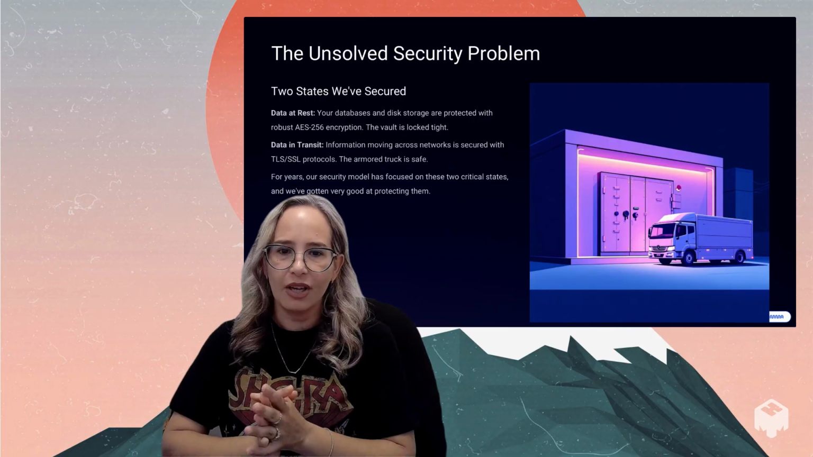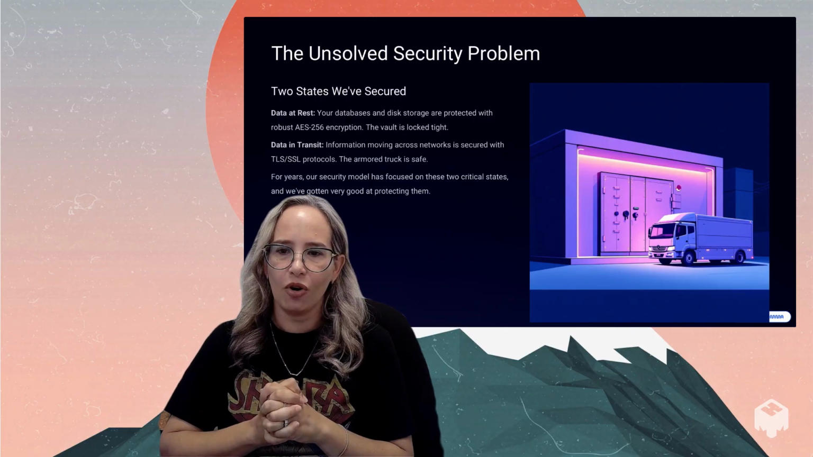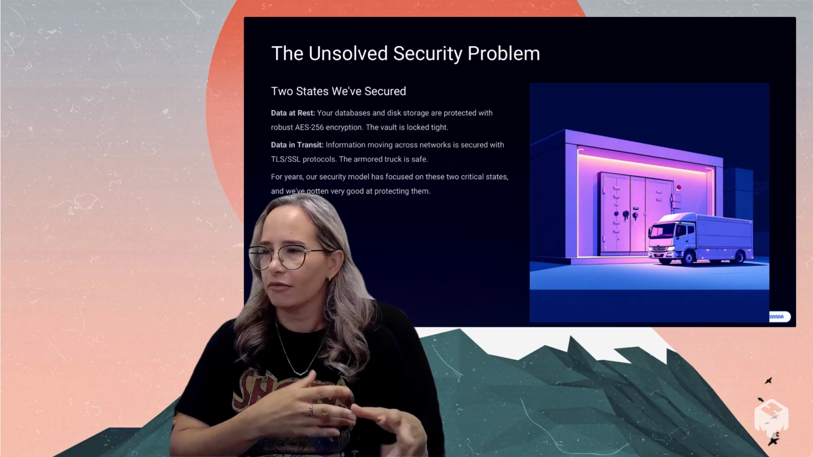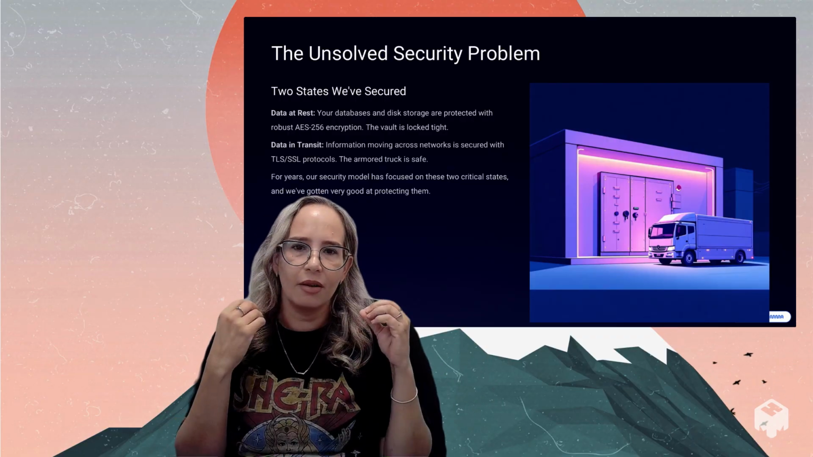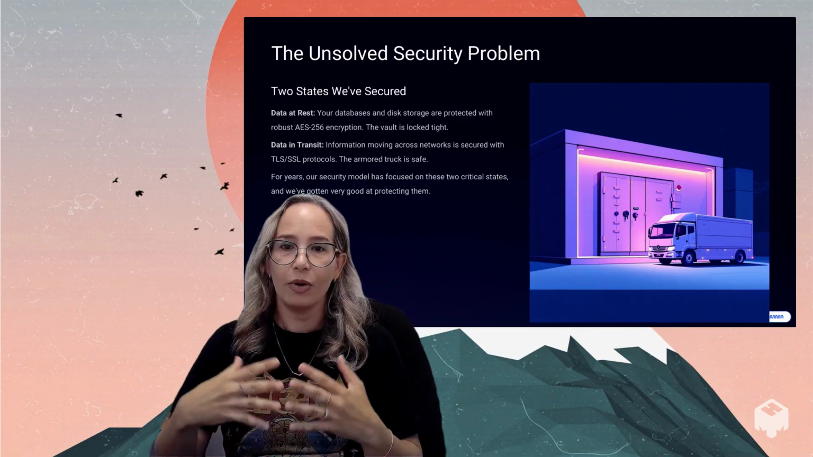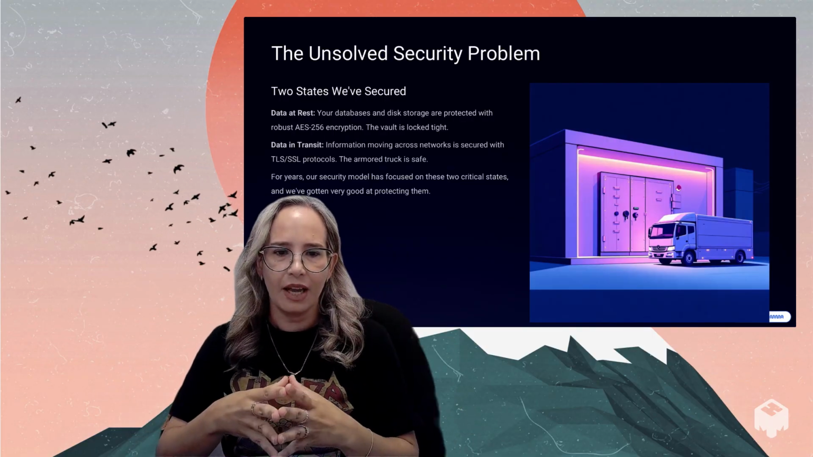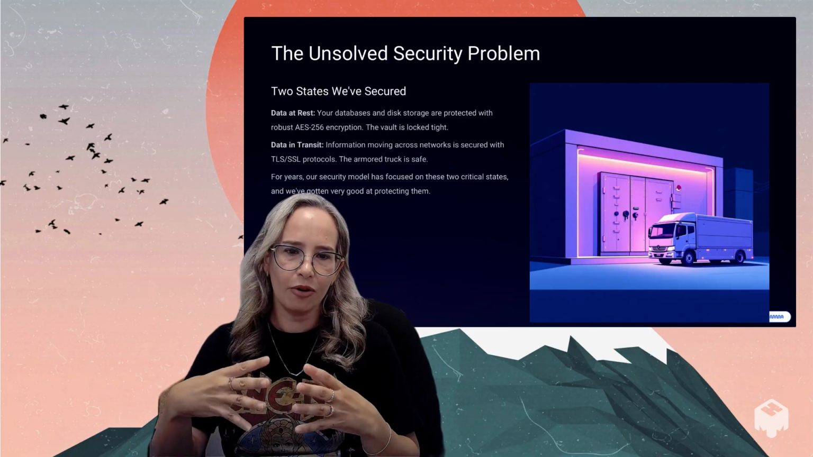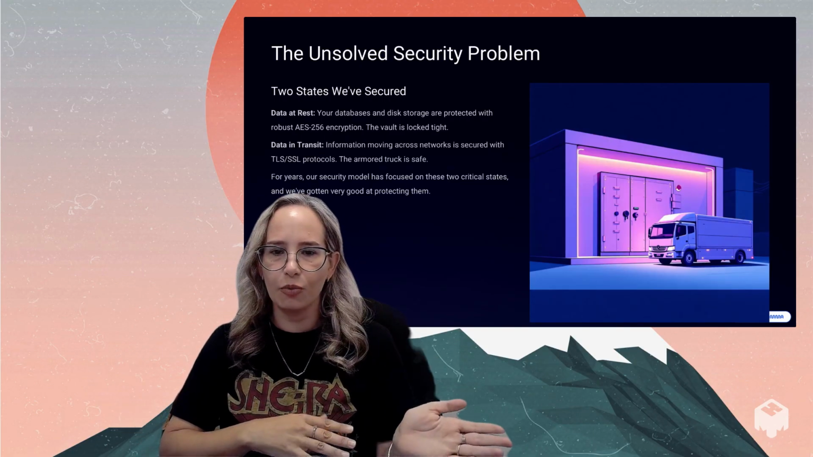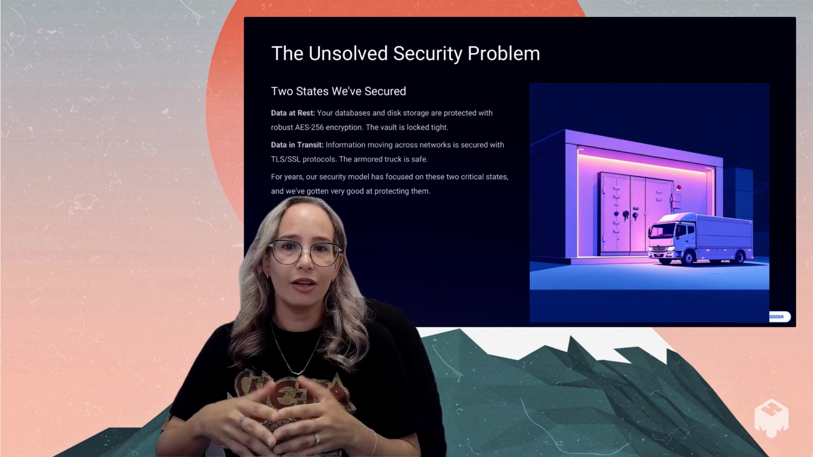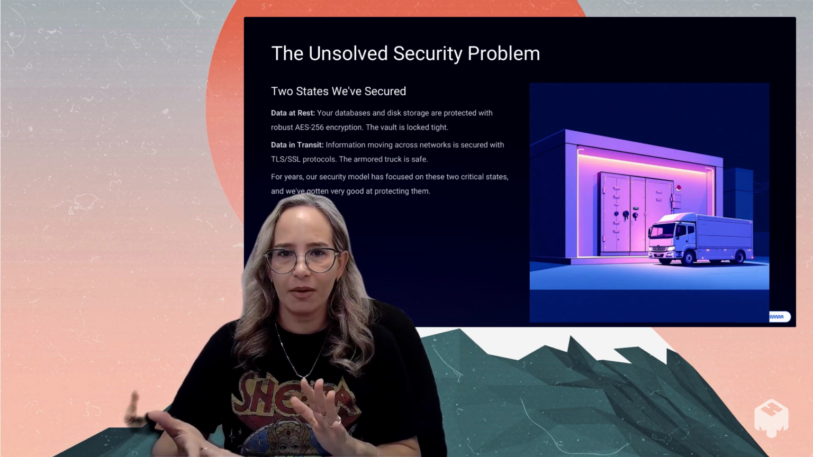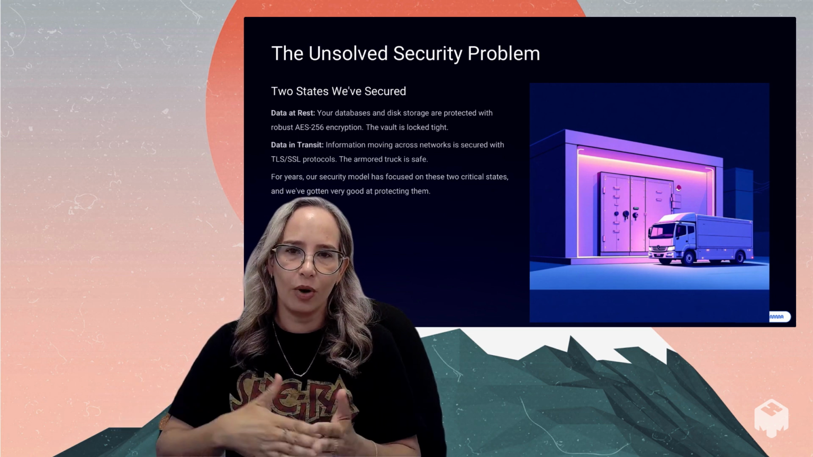For many years, our security models have focused on two main states of data. Data at rest, when it's in your database, stored on your disk, you're not using it right now, and it's probably encrypted. And the other form is data in transit, when you're using the network to move the data across. Usually at that point we use SSL/TLS, for example, to make sure it is well secured.